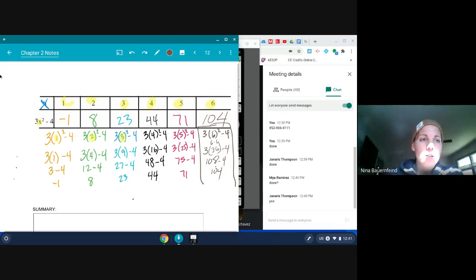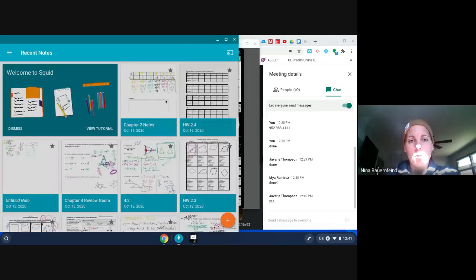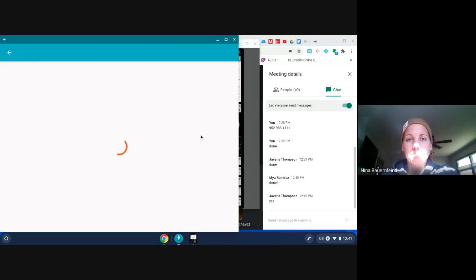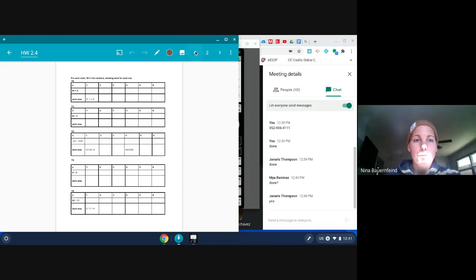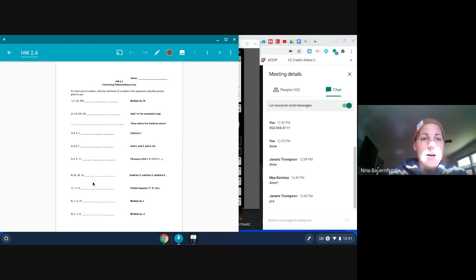So on your homework, I just want to make sure you guys understand what you're doing. On the front page, this is patterns. I don't want you to do number 2. Don't worry about that. I do want you to do the whole front page because it's really just pattern work, like figuring out the next 3 in the pattern.